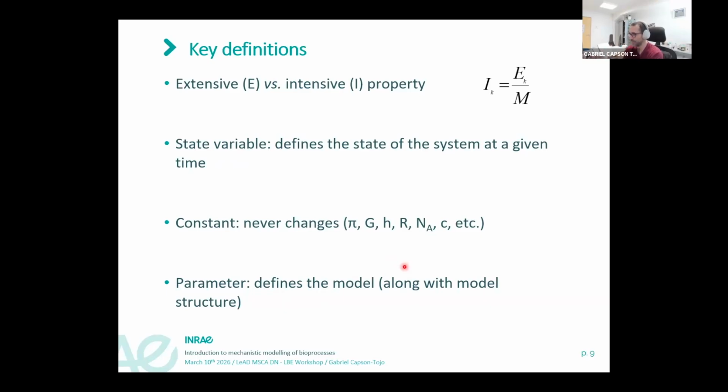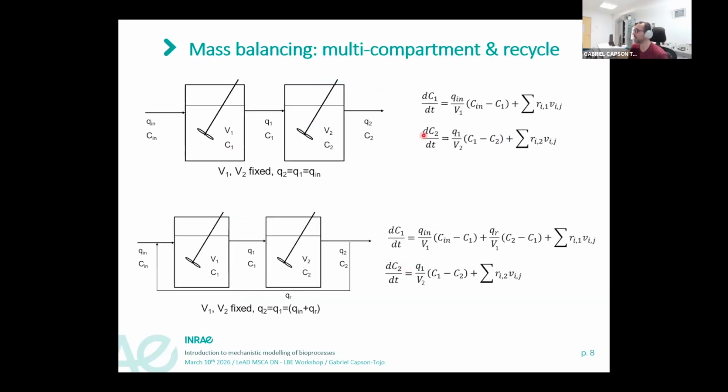A state variable. So a state variable is something that defines the state of your system at a given time. Again, in our case, most of our variables are what we want to predict. In this case here, for example, a concentration of a given species in your reactor. That is the state variable that you want to predict with your model.